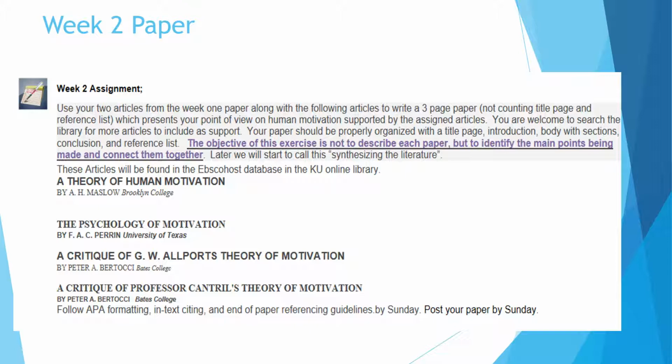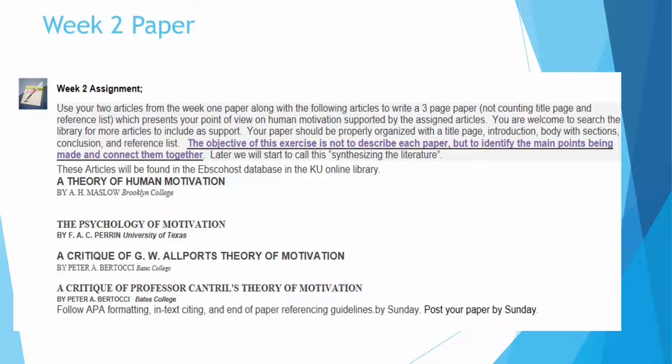So this paper is going to be a little bit longer. It's going to be 3 pages long, and that doesn't count the title page or the reference list. Those are separate. If you want to write an abstract, that's fine. If you don't want to write an abstract, it's not going to penalize you. However, I do want the paper to have an introduction. I want to have a paper with a body, with sections, and I want to have a conclusion, all clearly identified.